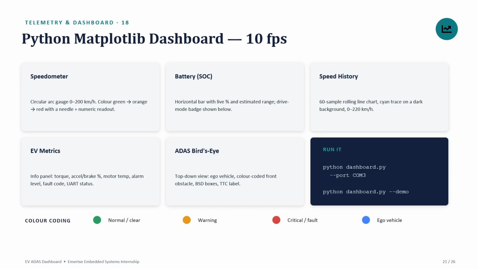There is also an EV metrics panel showing torque, accelerator and brake percentage, motor temperature, and any fault codes, and a bird's eye view, a top-down picture of the car showing obstacles in front and on the sides, with color coding of green for normal, orange for warning, and red for critical.